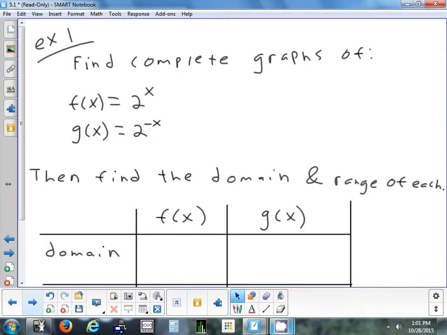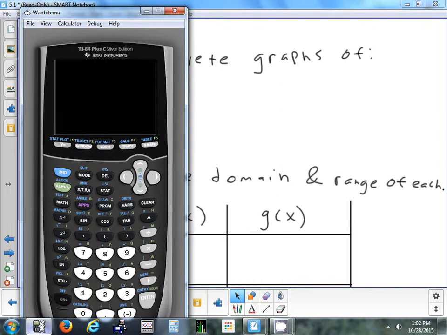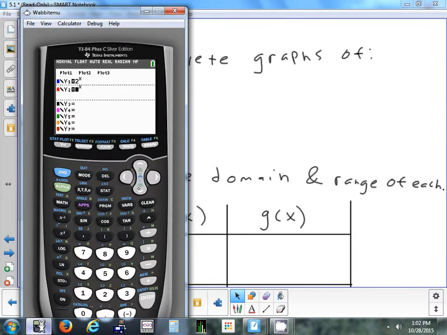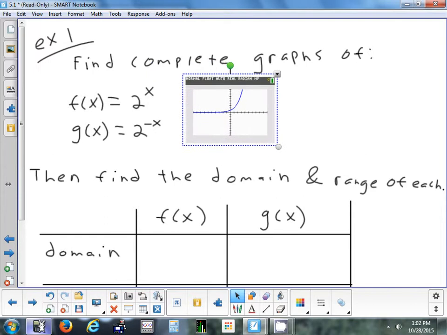All right, let's graph each of these. Okay, 2 to the x, and now 2 to the -x. You have two ways you can do it. You can do what I just showed you to rewrite it, or if you're just graphing it, if that's the only thing you have to do, it's okay to type it in that way. It doesn't really matter. Okay, let's start with 2 to the x. And let's get a bigger picture. All right, so that's f of x.